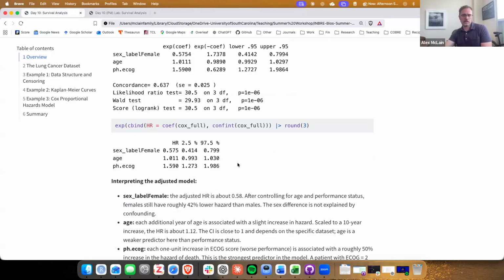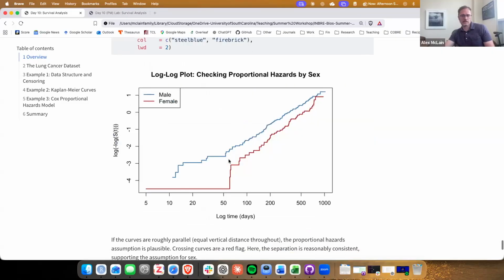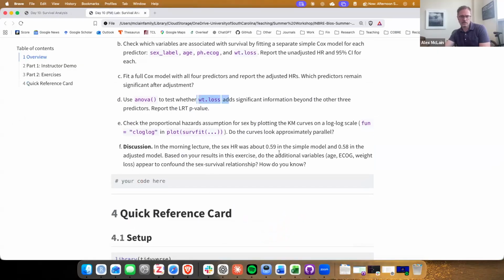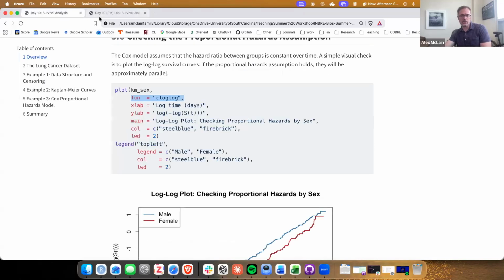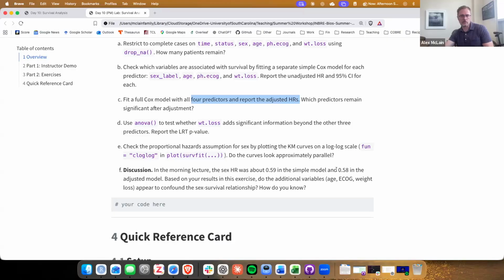And part E is just a repeat of what we did down here. It's not anything challenging. It's just using the same code we did. There's not going to be any difference because it's not model specific or anything. And then, the hazard ratios we had in the morning were 0.59, 0.58. With this full model that has weight loss, do we see any difference in those hazard ratios? So does weight loss add anything? We had age and ECOG in the morning. So the only variable we're adding to this one is the weight loss variable.